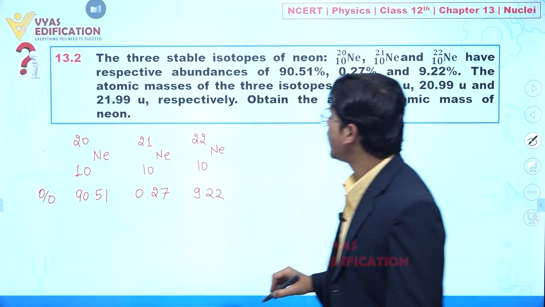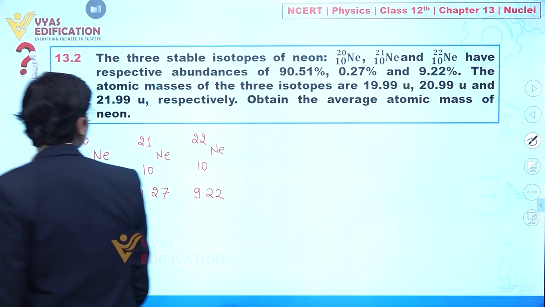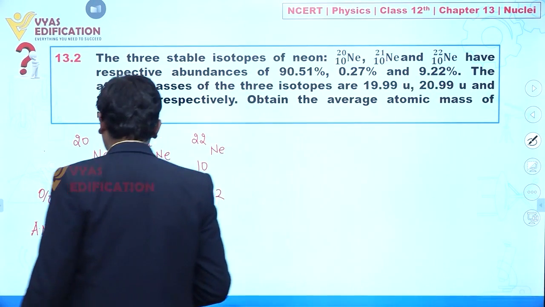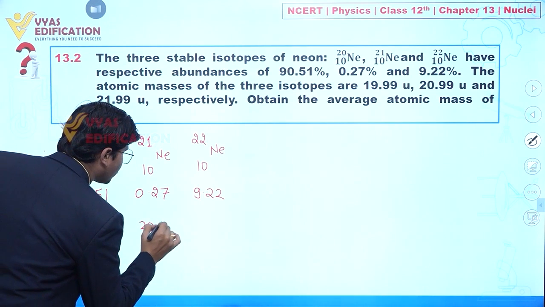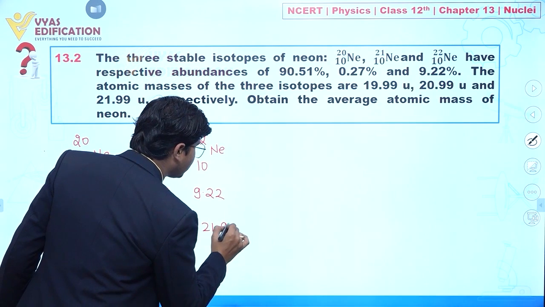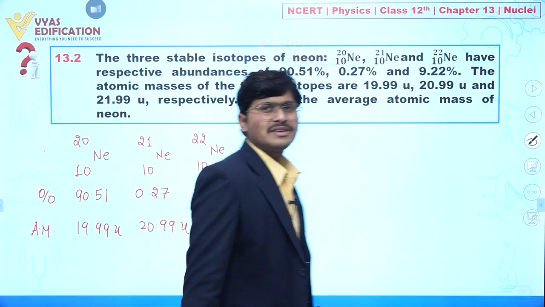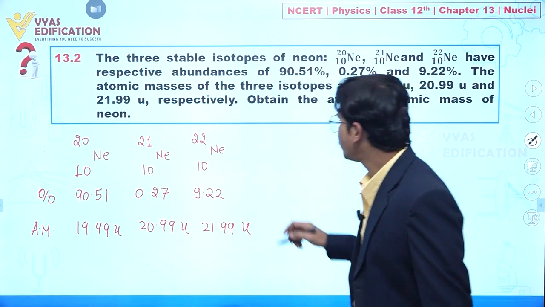And if we talk about atomic mass, it is given to you, this is equal to 19.99, 20.99, and the last we have 21.99 u. Clear everyone? Yes. Now what is our objective? Our objective is to find the average atomic mass of neon, clear.